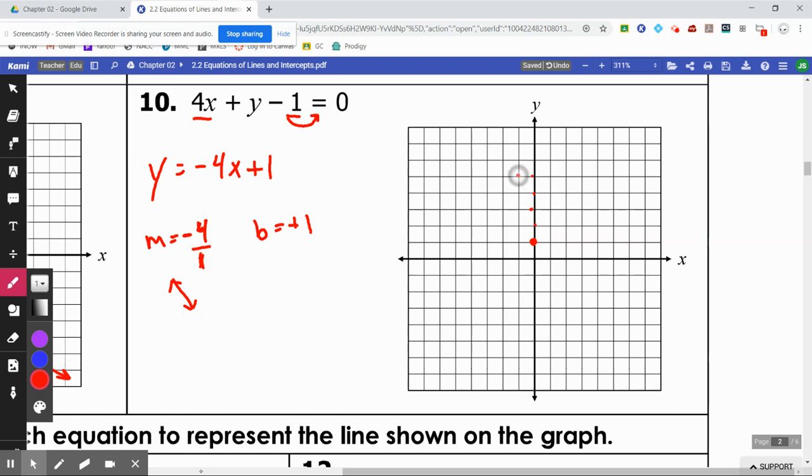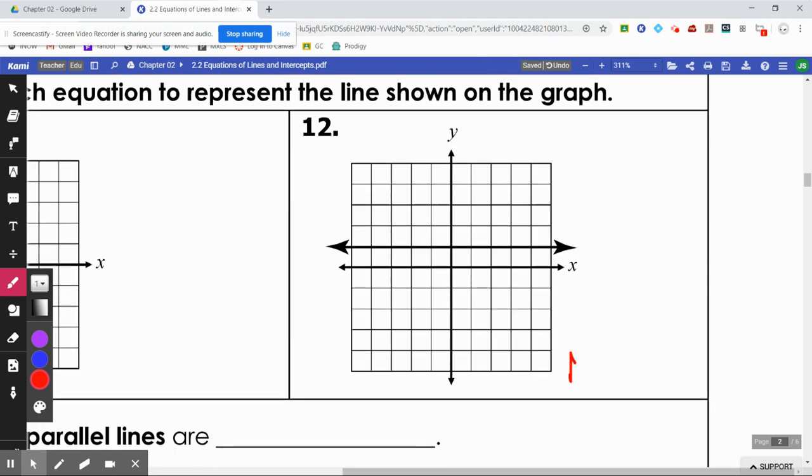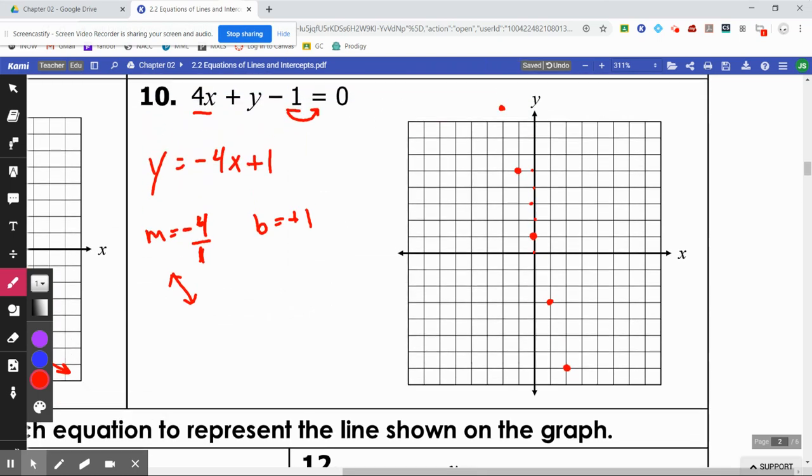If we go up 4, we're going to go left 1 to get a downhill. You can do it again. If you're going to go down 4, 1, 2, 3, 4, you're going to have to go right 1 to get your downhill. 1, 2, 3, 4, and 1. And there's the graph of, let's scroll back up, y equals negative 4x plus 1.